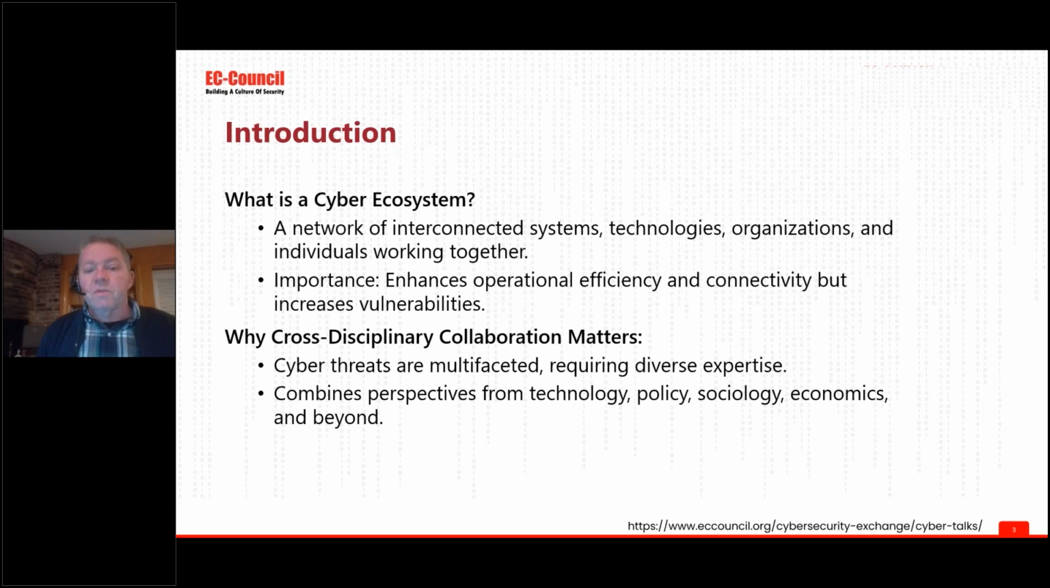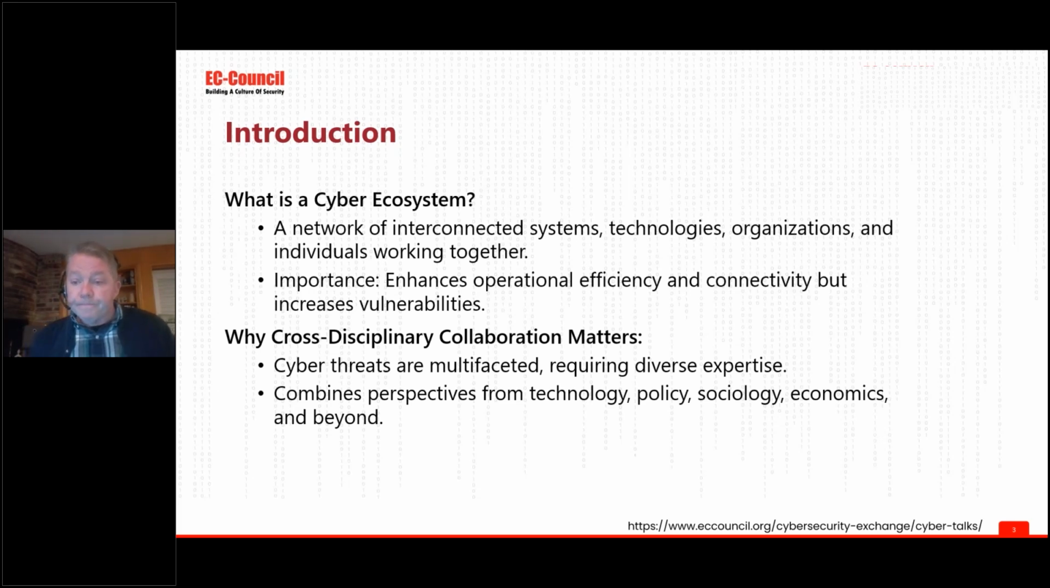So first and foremost, what is a cyber ecosystem? So what is an ecosystem? An ecosystem consists of several different interconnected components. It is a complex network. Typically, when we refer to an ecosystem, it's often a biosphere, that type of ecosystem. But in the cyber ecosystem, we are concerned with the security of everything within that ecosystem. So that is a network of interconnected systems, technologies, organizations, and individuals working together. So it's a conglomeration of folks.